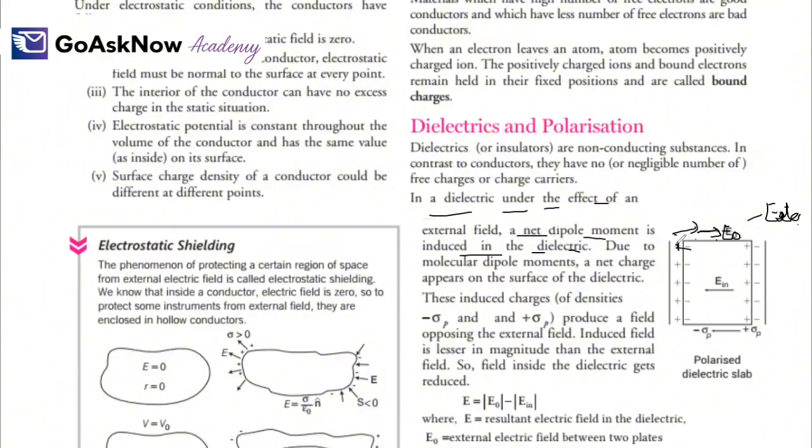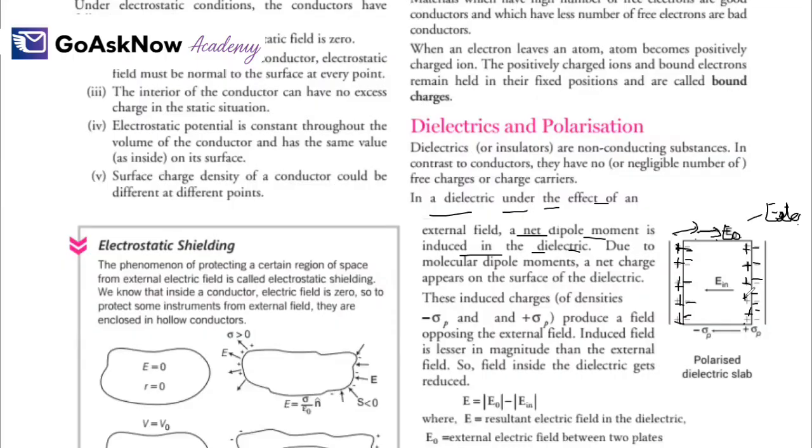So here you have positive charge on the surface of this, and due to this, inside there will be negative charge induced. Similarly, for this surface you have negative, and then you have positive induced here due to the negative charge, and here there will be negative charge induced on this surface. Okay. So, due to molecular dipole moments, a net charge appears on the surface of the dielectric.